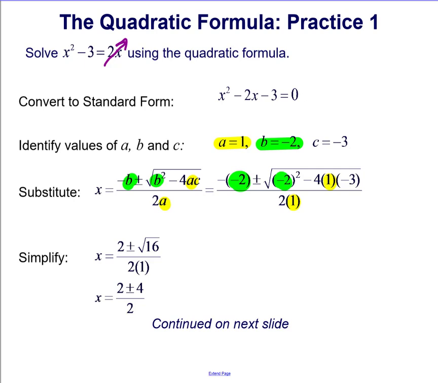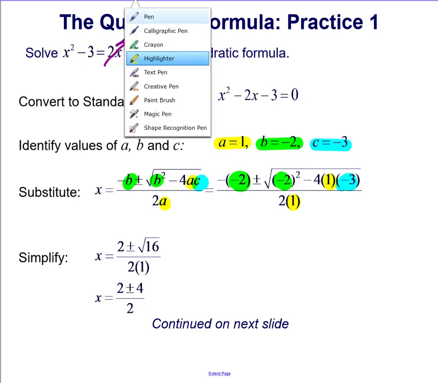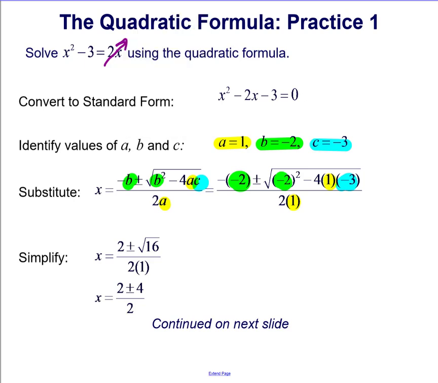And finally, my variable c is the constant term. Okay, c is the number without a variable. So in this case, c is minus 3, which means the value of c is negative 3. So right here, c is replaced with negative 3. So now we can go ahead and work out the arithmetic for this equation.